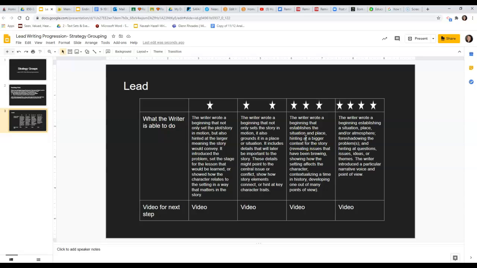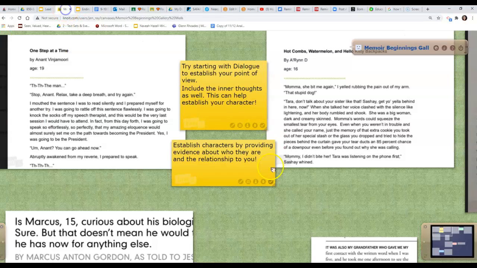This is when the writer wrote a beginning that establishes the situation and place, hinting at a bigger context for the story, revealing issues that have been brewing, showing how the setting affects the character, contextualizing a time in history, and developing one out of many points of view. So how do you get from a star 2 to a star 3? I want you to try this. Let's take a look.